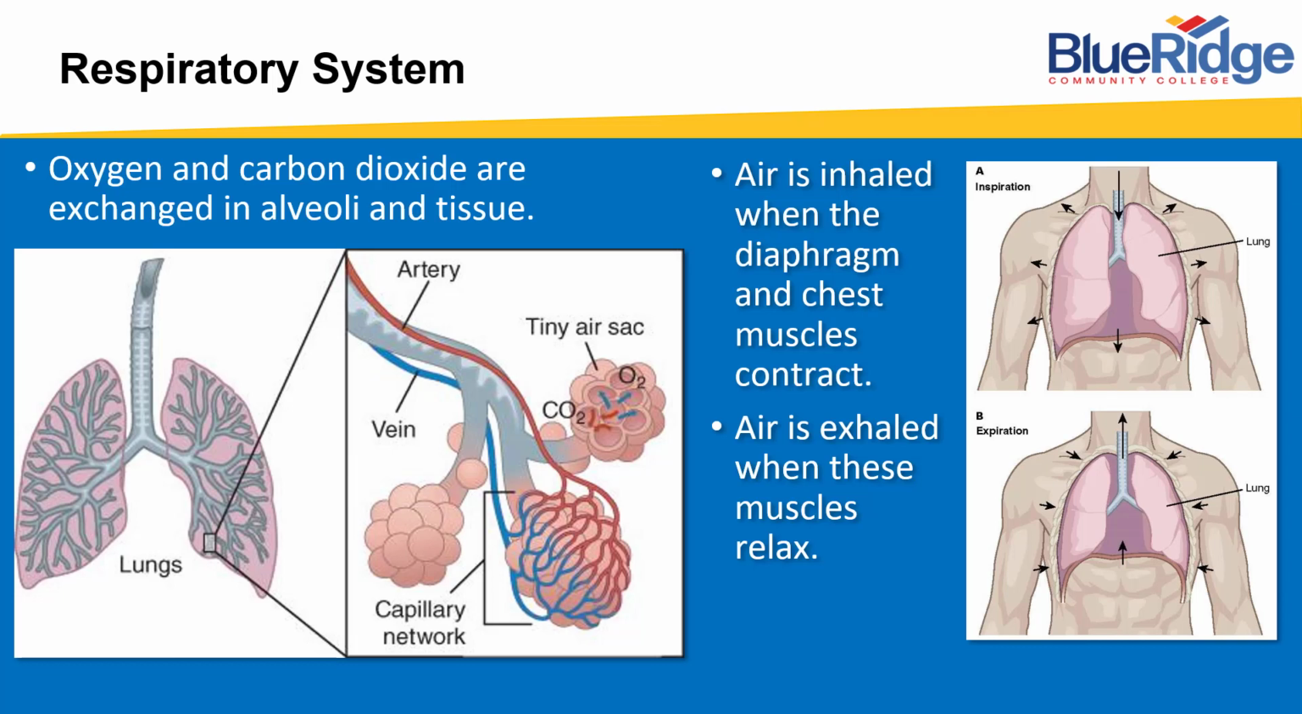Air is inhaled when the diaphragm moves downward and the chest muscles contract to expand the chest size. Air is exhaled when the chest muscles relax and decrease the size of the chest. So if you take a couple deep breaths, when you breathe in, you can actually feel your rib cage expanding and your diaphragm dropping. You're actually using muscles to inhale, and then when you relax, your rib cage naturally falls down and reduces in size.